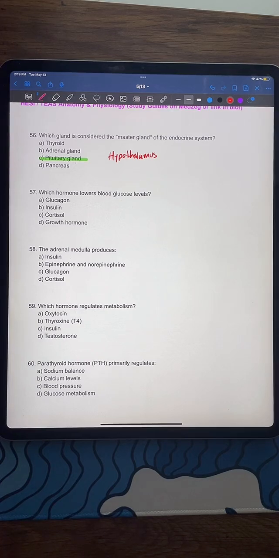How often do I do TEAS review? I do them at least twice a week. Mostly on Mondays and Tuesdays. Pretty much every Monday and Tuesday is a HESI and TEAS review. Microbiology. Yep, we'll do microbiology.